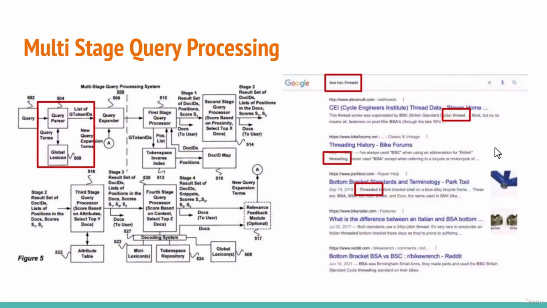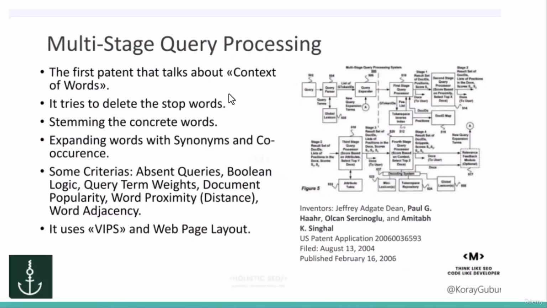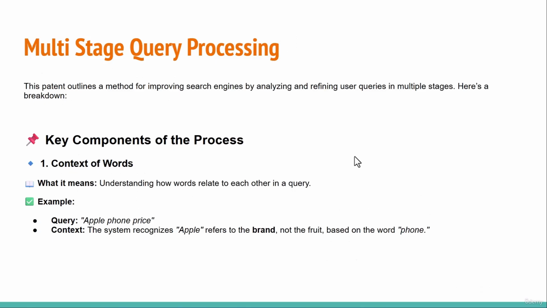Let's understand them. First, this is the patent that discusses the context of words. Next is expanding words with synonyms and co-occurrence. After that, criteria for absent queries, Boolean logic, query term weights, document popularity, word proximity, and then word adjacency. Finally, it uses VIPs and web page layout. Now let's break down and understand all these points one by one.